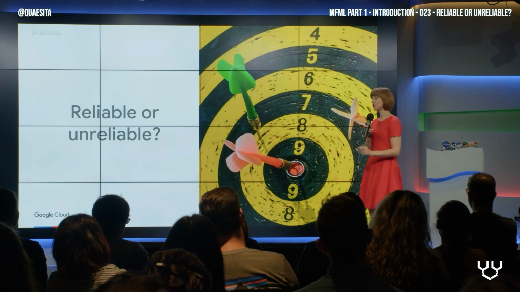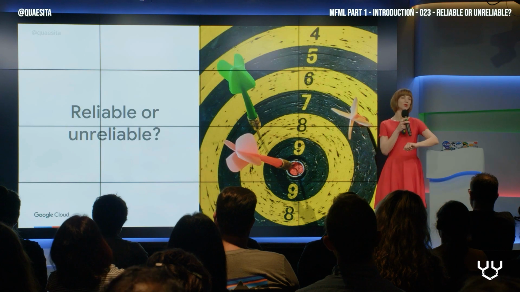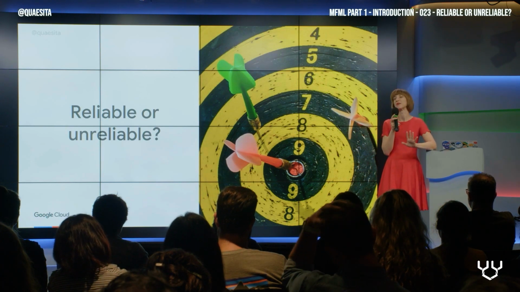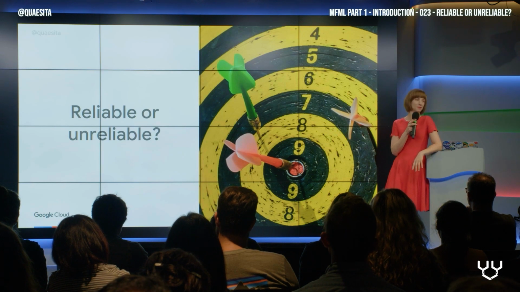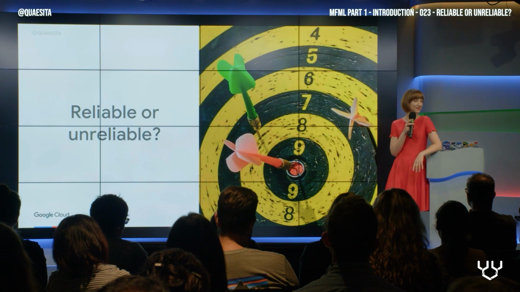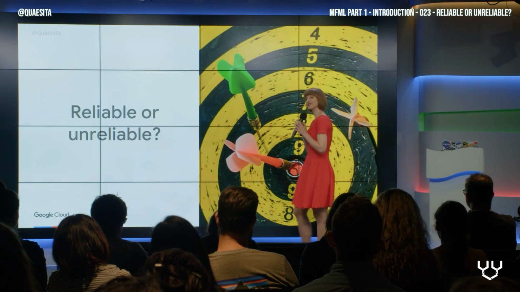I want to ask you a question about workers. Which one do you prefer? A reliable worker or an unreliable worker? Which one is better? Reliable. Yeah? Any dissenters? Because I would say it depends. It depends on the quality of the decision maker. If you have a great decision maker, you want the reliable worker.